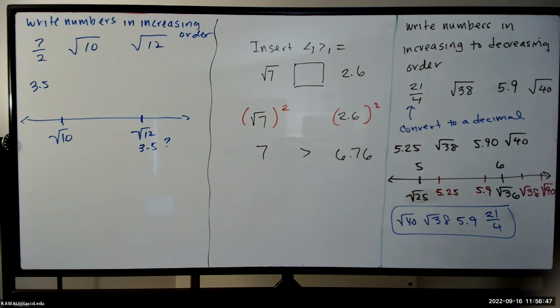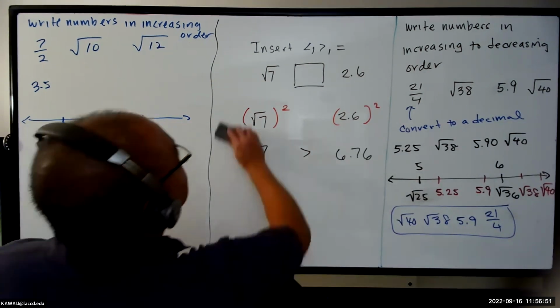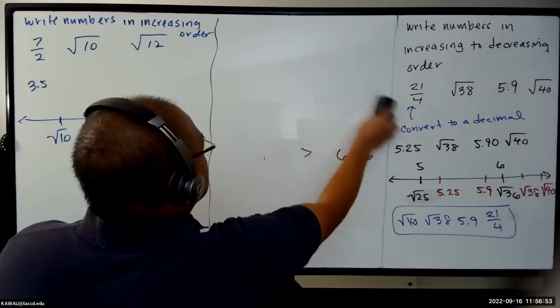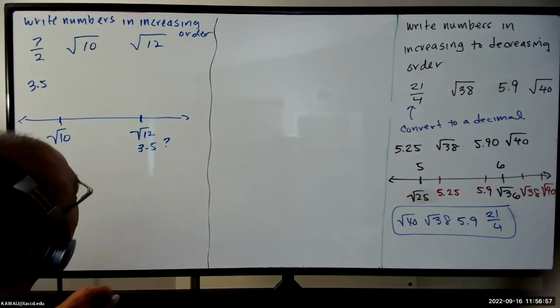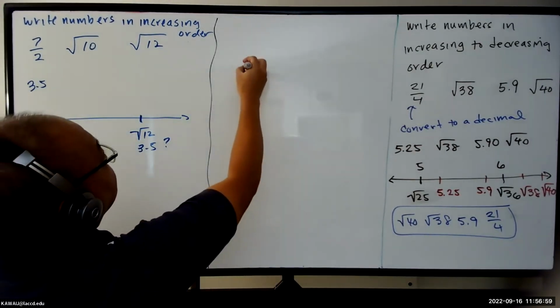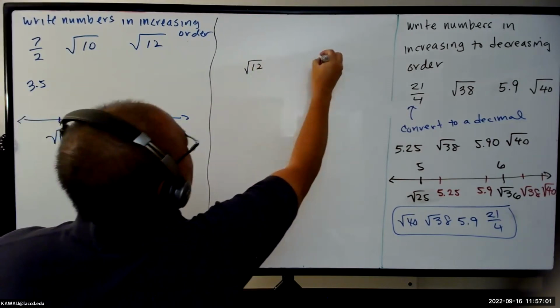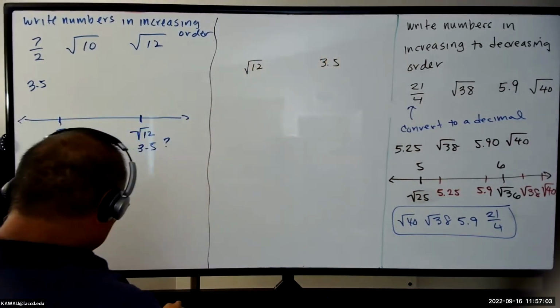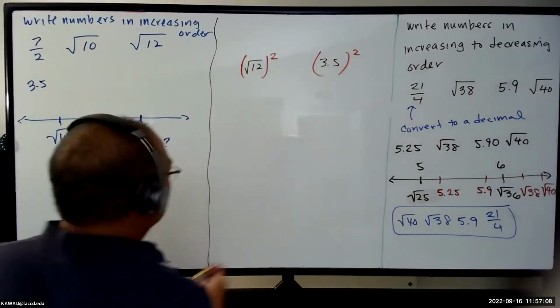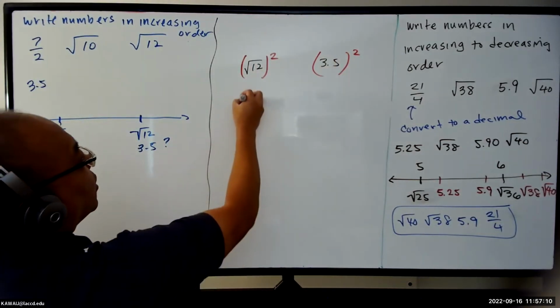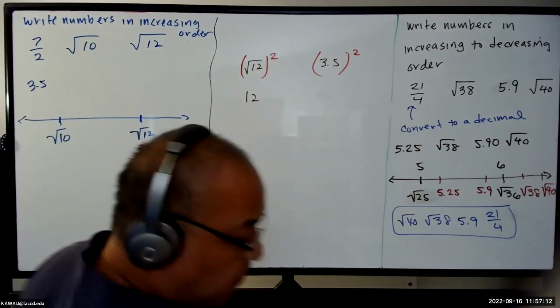Okay, so let's try this one. Let's see which one is bigger and which one is smaller. I have square root of 12 and I have 3.5. Now let's square both sides. So we get 12, and then 3.5 squared.